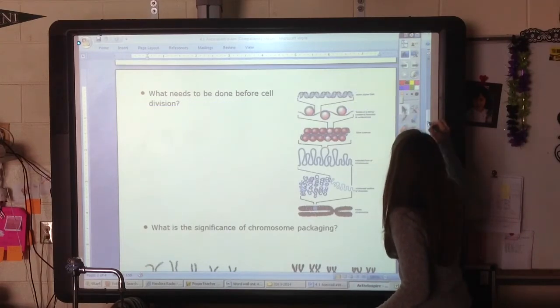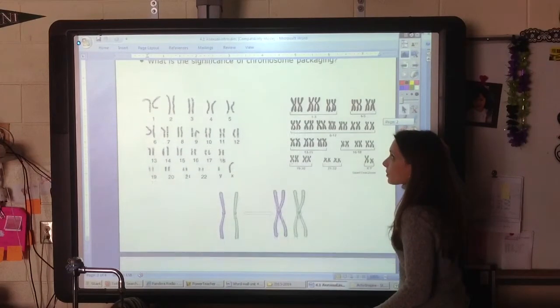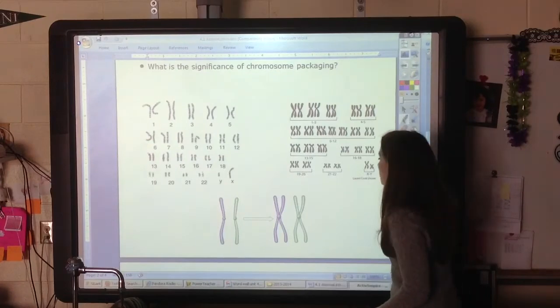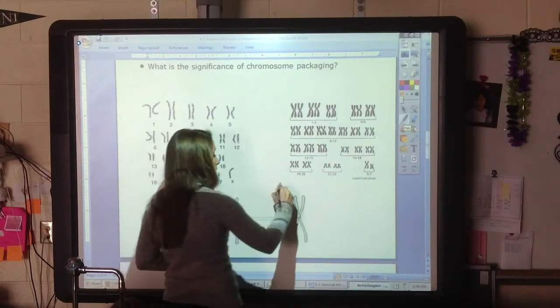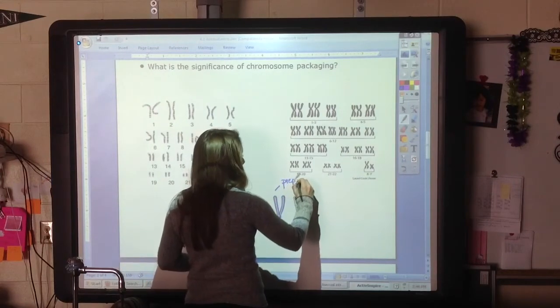So, when you look at a chromosome, you should know a couple of things. When you see a doubled chromosome, that will tell you that the cell is preparing for division.